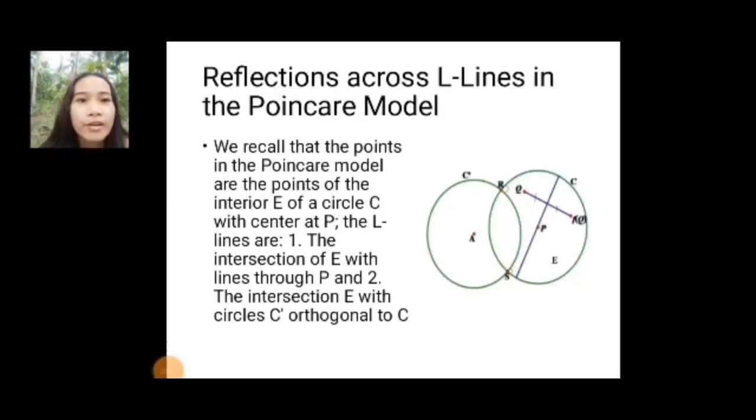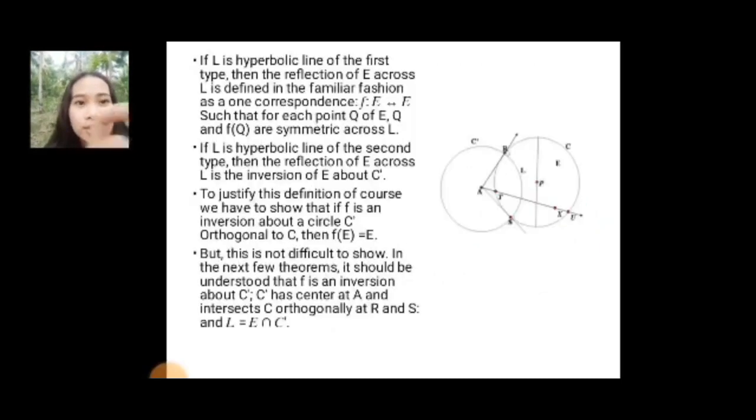Now, we have reflections across L lines in the Poincare model. So we recall that the points in the Poincare model are the points of the interior E of a circle C with center at P. The L lines are: number 1, the intersection of E with lines through P, and number 2, the intersection of E with circles C prime orthogonal to C. So makita ra siya sa figure.